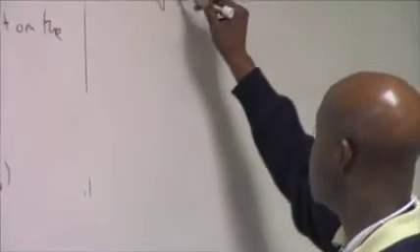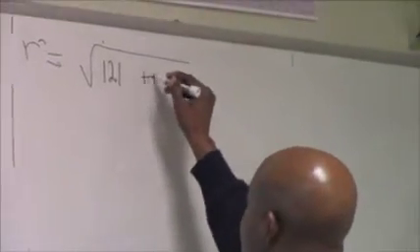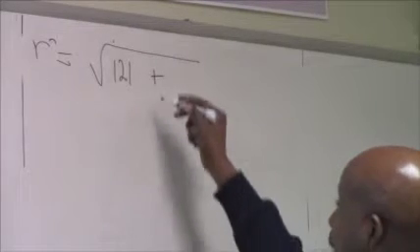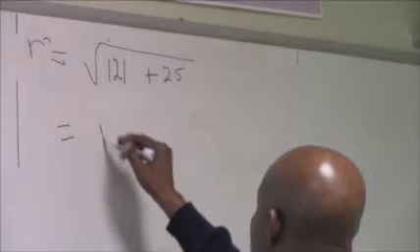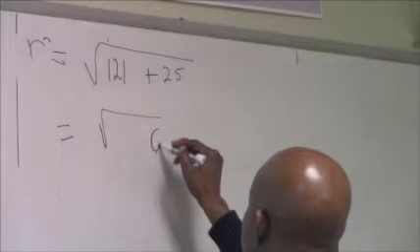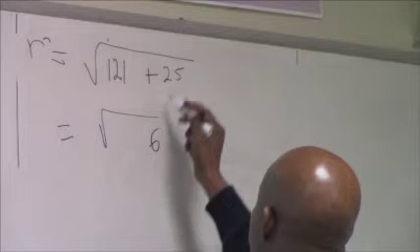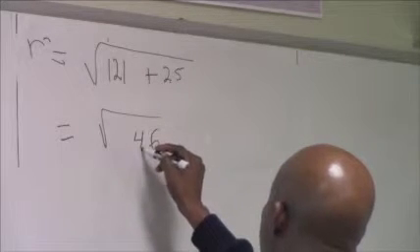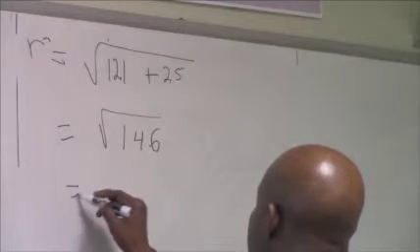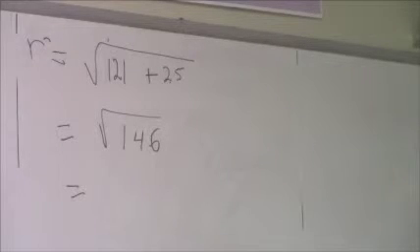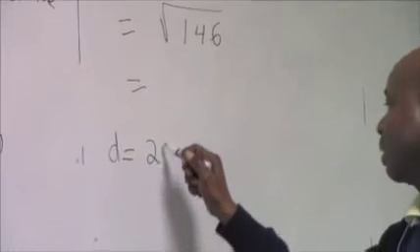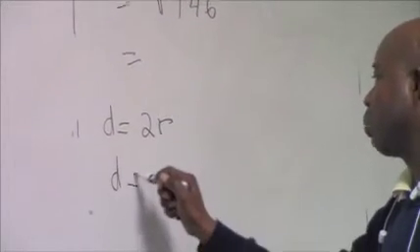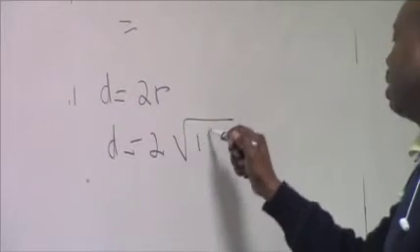So we say R is going to be equal to the square root of 11 squared, which is 121, plus 5 squared, which is going to be 25. So what do I have here? 5 and 1 is going to be 6. 2 times 2 is going to be 4. We're going to have 146. So that's going to be this radius here. And to find my diameter is going to be equal to twice the radius. So that's going to be D equals 2 times the square root of 146.